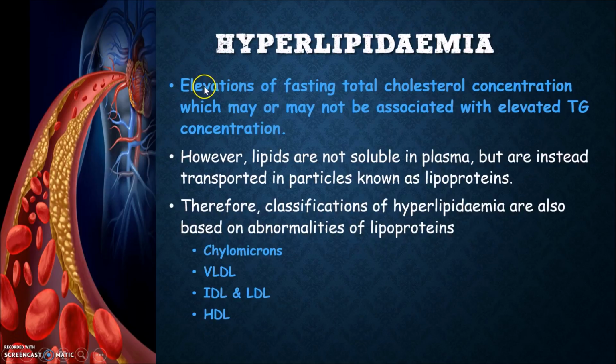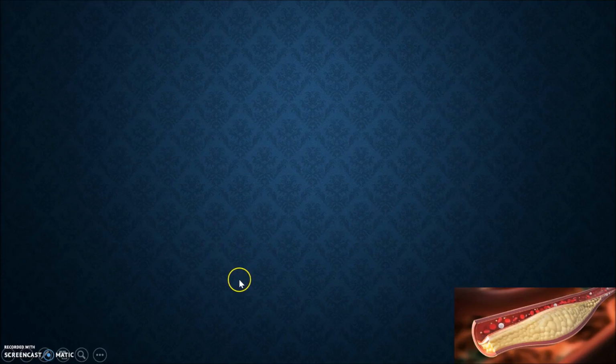Hyperlipidemia is an elevation of fasting total cholesterol concentration, which may or may not be associated with elevated triglyceride concentration. However, as lipids are not soluble in plasma, they are instead transported in particles known as lipoproteins. Therefore, there are a few classifications of hyperlipidemia based on abnormalities of lipoproteins such as chylomicrons, VLDL, LDL, and HDL. You guys know, right? The good cholesterol is the HDL and the bad cholesterol is the LDL.